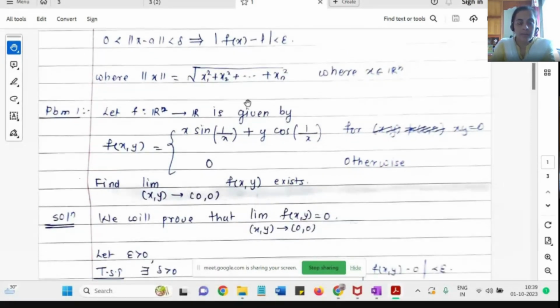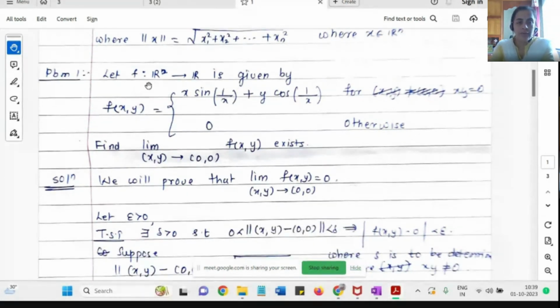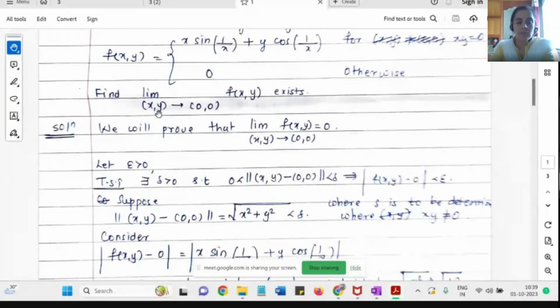Let us see an application of the epsilon delta definition here. I have taken a function f of x given from R2 to R, defined as f(x, y) equal to x sine 1 by x plus y cos 1 by x when the product x and y is non-zero, and 0 otherwise. I have to check if the limit of f as (x, y) goes to (0, 0) exists or not. My claim is that the limit exists and the value is 0. As I said, the tool used for proving this will be the epsilon delta definition.